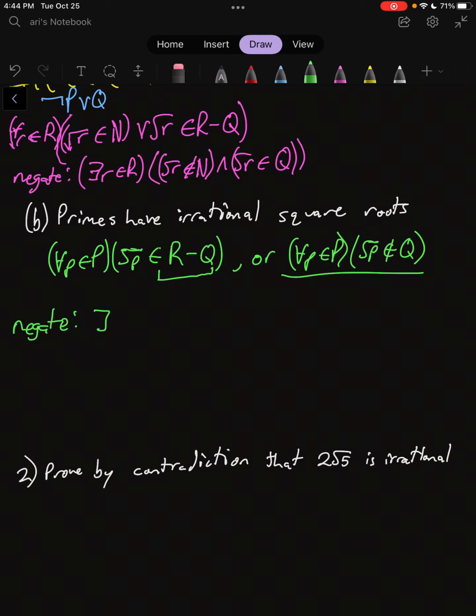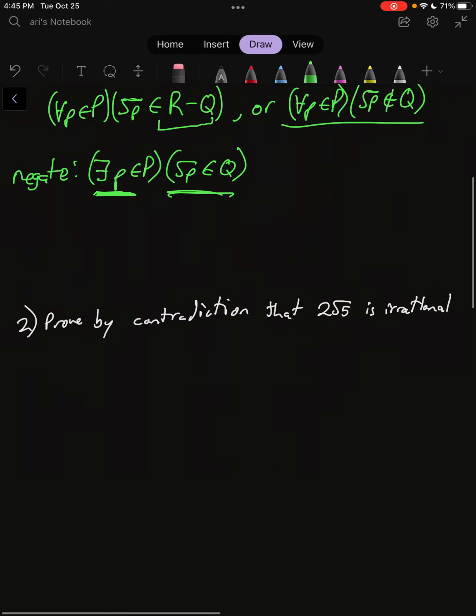And then when we negate it, this one's pretty straightforward. Negating it would be there exists. Remember, for all becomes exists. Primes in P, the square root of P is rational. So the negation of the statement is that we could find at least one prime. There exists some prime where the square root is rational. And that would negate the statement that all primes have irrational square roots. Hopefully that makes sense from a logical standpoint and also the notation here.